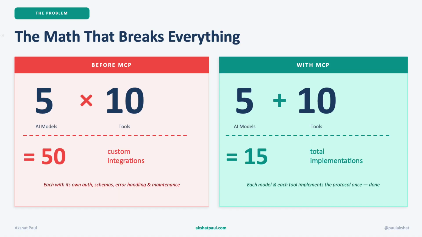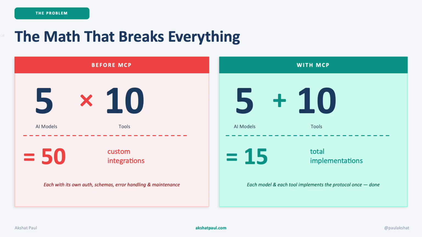All right, let's make this concrete with numbers. Because nothing illustrates the scale of this problem better than the actual math. Let's say you're a mid sized engineering team. You have 5 AI models in use. Maybe Claude for code review, GPT-4 for customer support, Gemini for internal search, Mistral for drafting, Llama for local processing. And you need each of them to talk to 10 tools: GitHub, Slack, Postgres, Jira, Salesforce, Notion, Gmail, AWS, Stripe, and Figma. 5 models, 10 tools.